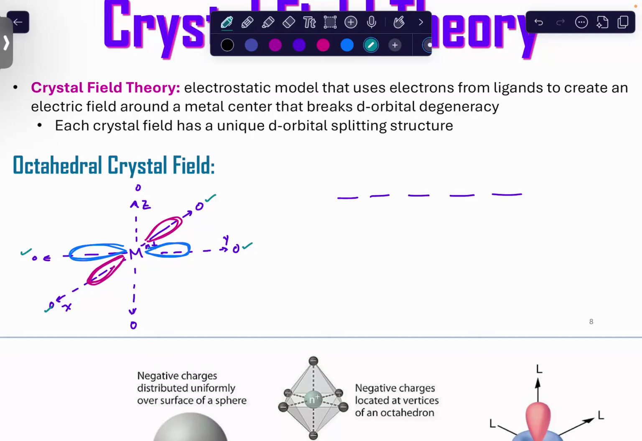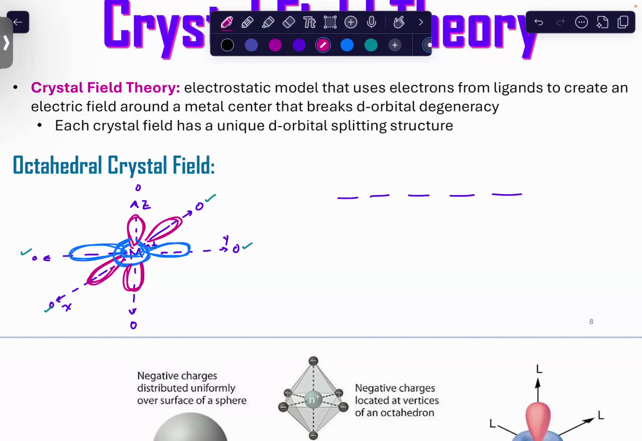The same thing's going to happen, kind of hard to see, but it's on the next slides. Your dz squared orbital: again, you're getting a head-on interaction, and you're still getting a little bit of interaction around that radial area due to the donut. That's going to destabilize dz squared and send it way up.